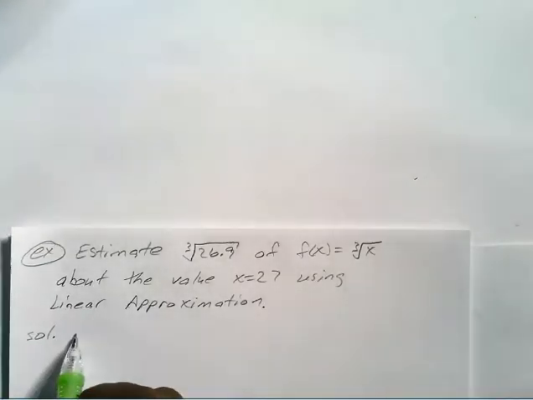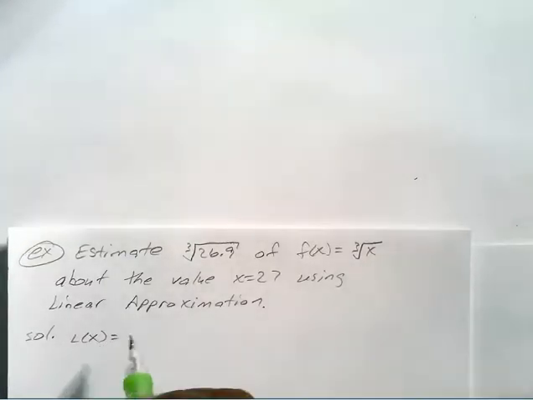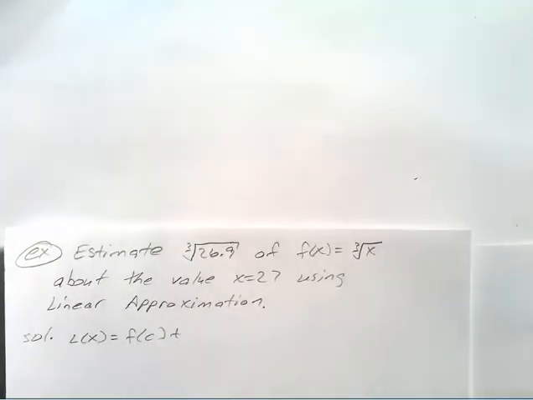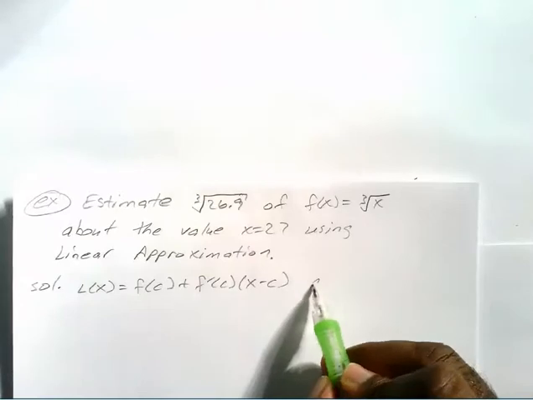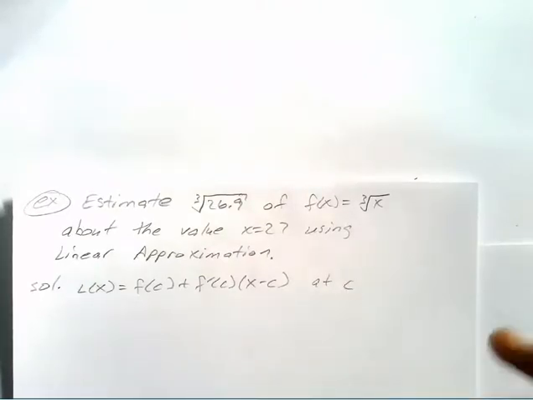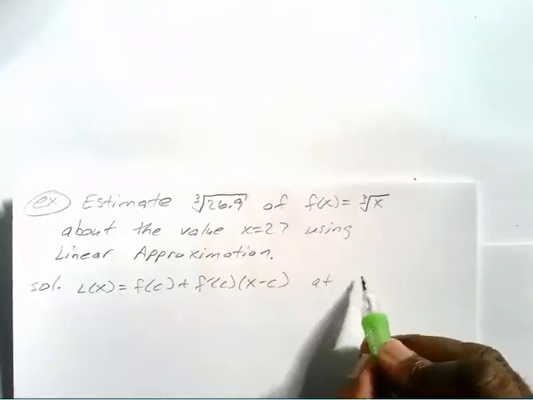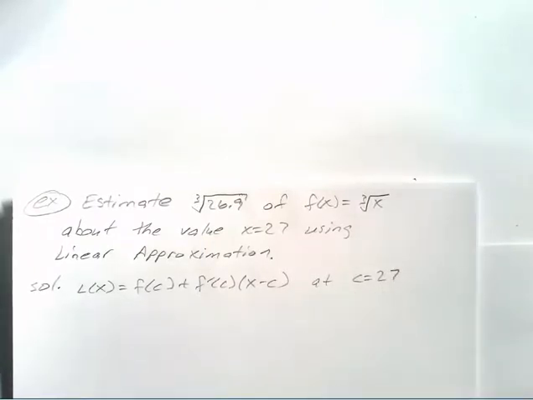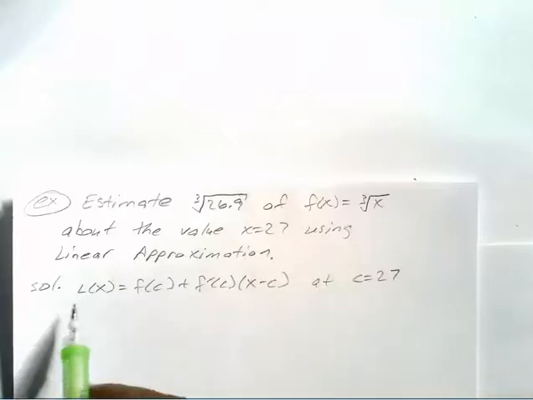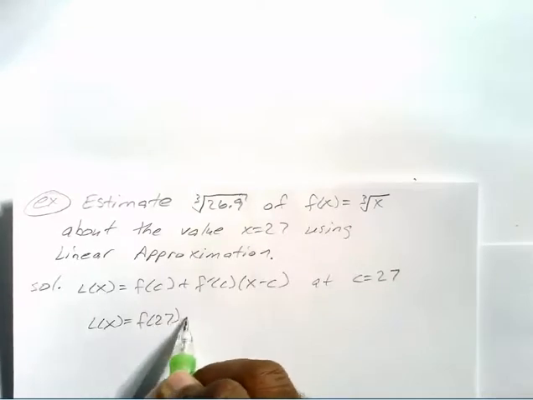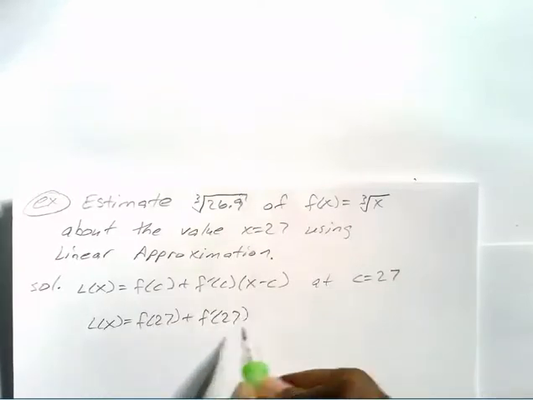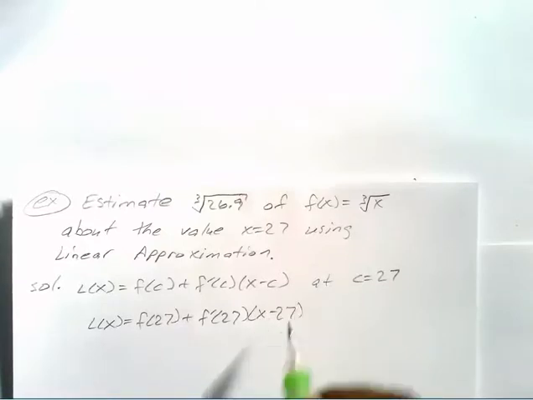Using our linear approximation formula, which is equal to f of c plus f prime of c times x minus c. Remember, that's at x equals 27, so you could say c equals 27. Our linear approximation is going to equal f of 27 plus f prime of 27 times x minus 27.